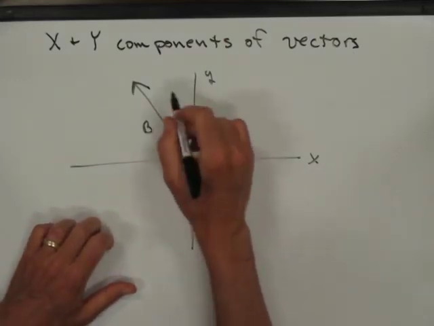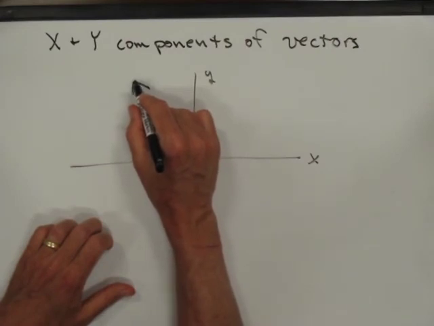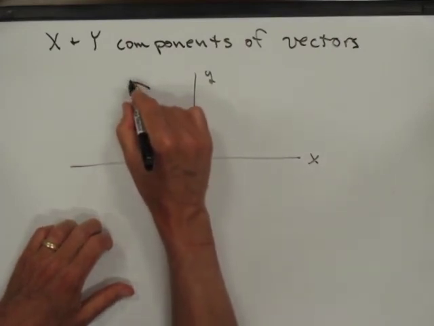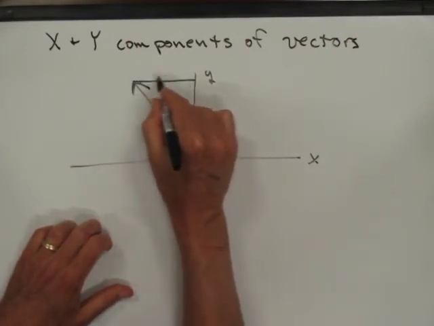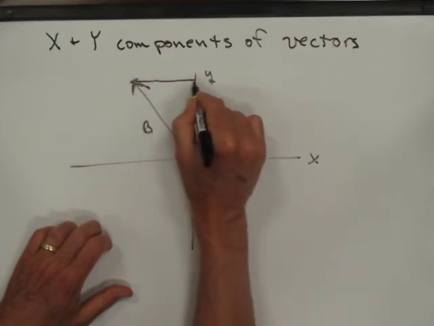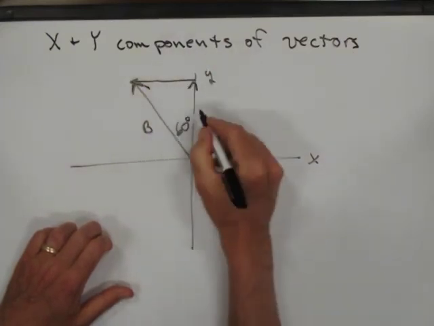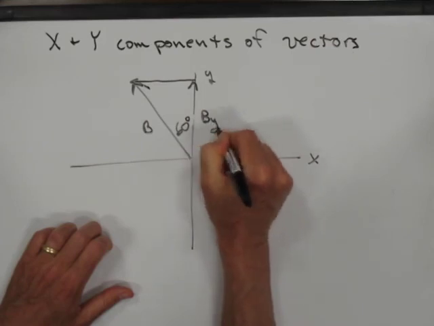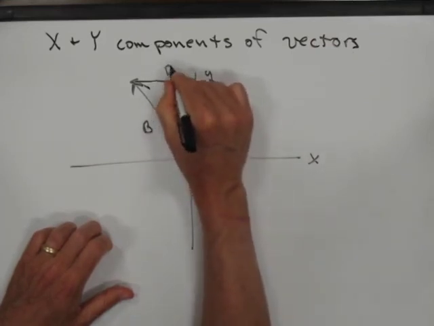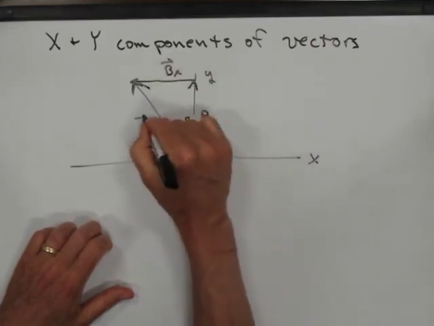Since I know this angle, I want to make a triangle out of it. And so rather than go to the x-axis here, I might go along the perpendicular line over to the y-axis. And so there's one of the components and there's the other. The vertical component is the y component. So that's my By, and this is my Bx. If I wanted to give them vector labels, I could.